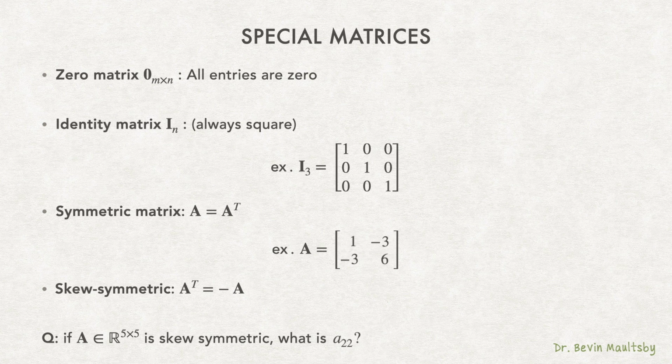Two more ideas I want to introduce here. We say a matrix is symmetric if it is equal to its own transpose. For example, if you take this matrix A, which is 2 by 2, and flip it over the main diagonal, you'll get back the same matrix. On the other hand, we say that a matrix is skew-symmetric if, when you compute its transpose, it's equal to the original matrix times -1. I didn't put an example here. Instead, I'd like to ask you this question. If A is a 5 by 5 matrix of real numbers, which is skew-symmetric, what can you tell me about the entry in the second row, second column?